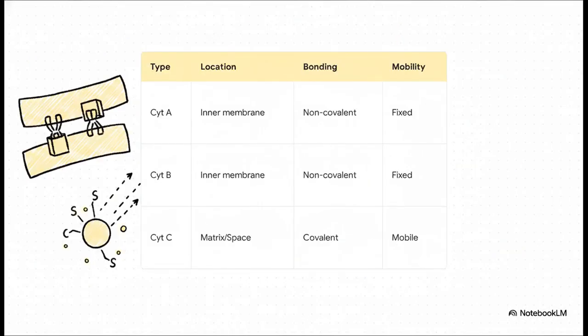Look, if there's one table I highly recommend you commit to memory for your exam, make it this one. It's high yield. You'll see that cytochromes A and B are fixed solidly in the inner mitochondrial membrane, held there by those non-covalent bonds. Cytochrome C, on the other hand, is the odd one out. Thanks to those covalent thioether bonds we just talked about, it is a fully water-soluble molecule. This means it can physically detach and swim freely through the aqueous environment of the intermembrane space to deliver its electrons. It's the mobile courier of the system.